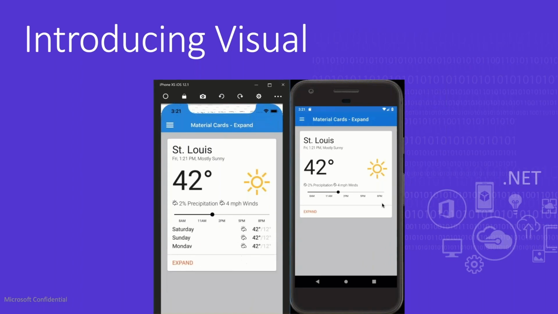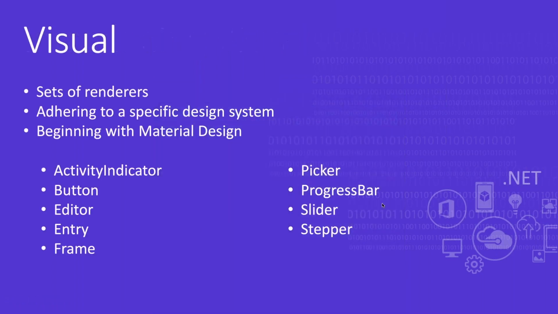So let's look a little bit more at what this is. What is Visual? Visual is, at its most basic, a set of renderers. So you may be asking, well, why not just create styles to do this? Can you not unify all your existing renderers with styles? And maybe I'll even back up one step more in terms of the architecture of how Xamarin.Forms works.